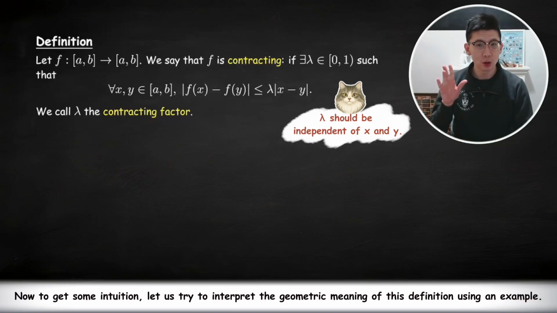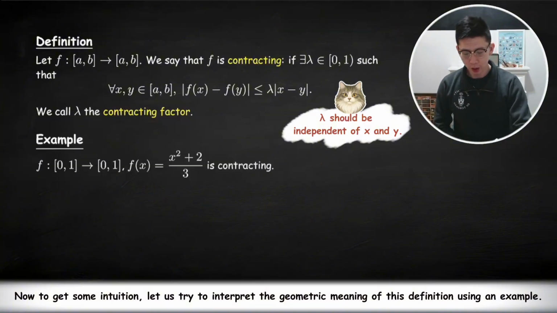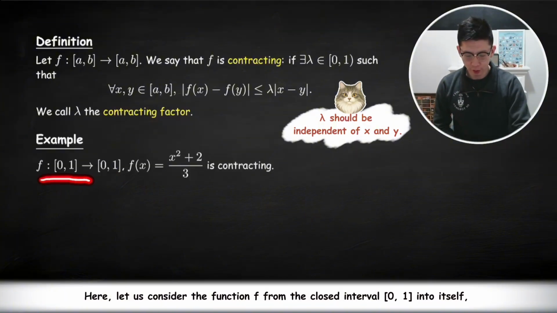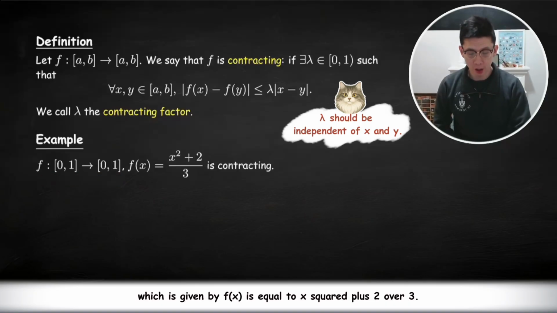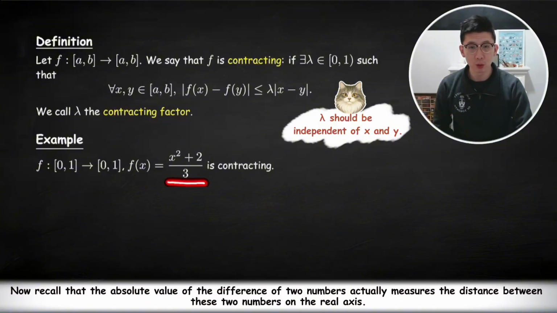Now, to get some intuition, let us try to interpret the geometric meaning of this definition using an example. Here, let us consider the function f from the closed interval [0, 1] into itself, which is given by f(x) equal to (x squared plus 2) over 3.